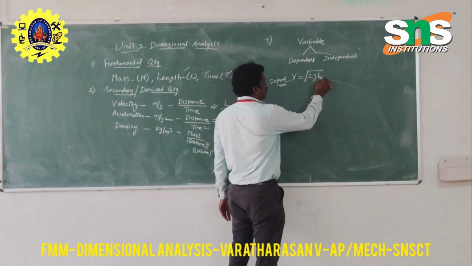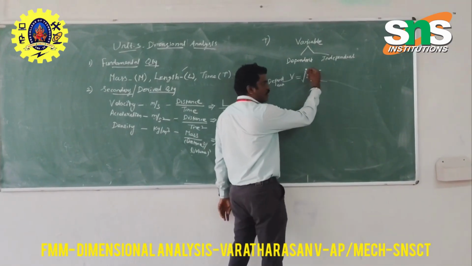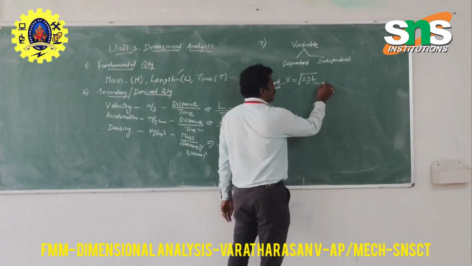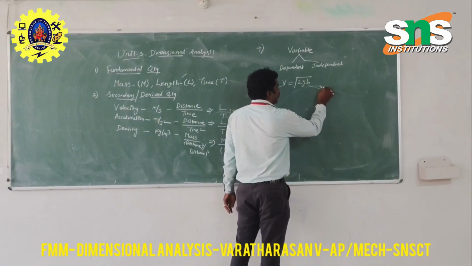And these are the quantities on the right side of the equation. What are the various variables available now? So these variables are called as what? Independent variables.